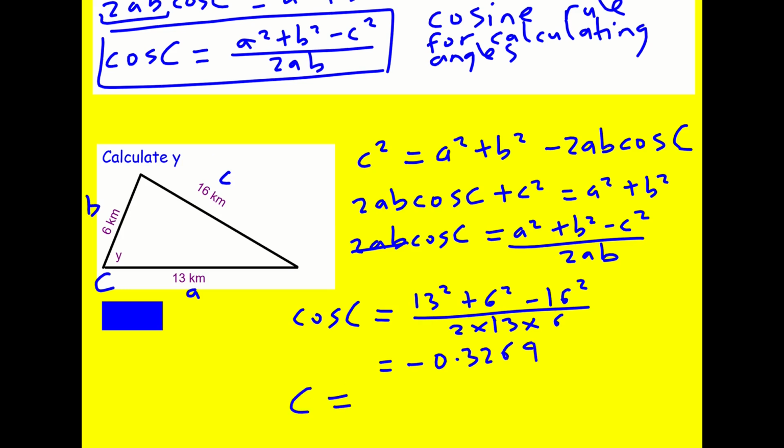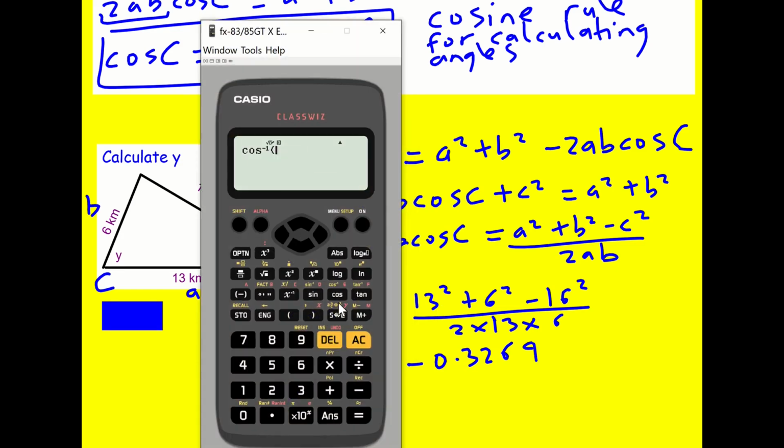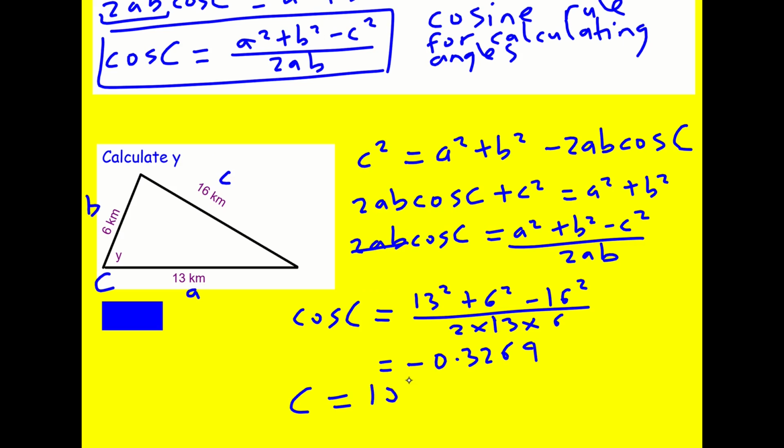And then C is going to be inverse cos of the answer. I don't necessarily need to write it down in my working. And I get 109. That's what the negative leads to. It leads to an angle that is actually more than 90, which you don't get in right angle trigonometry. So 109.08, or just 109 degrees. Okay, really solid method for doing that.